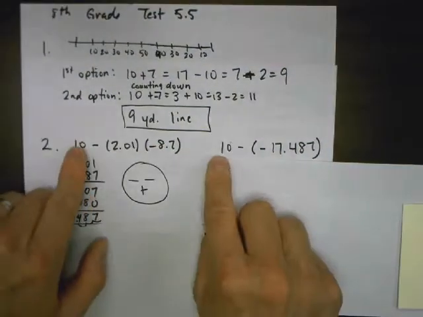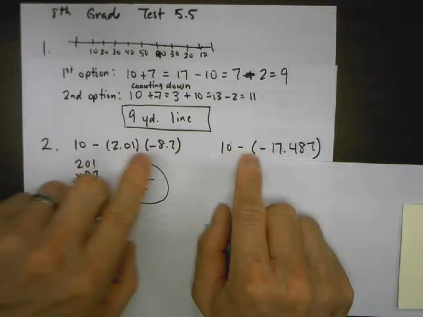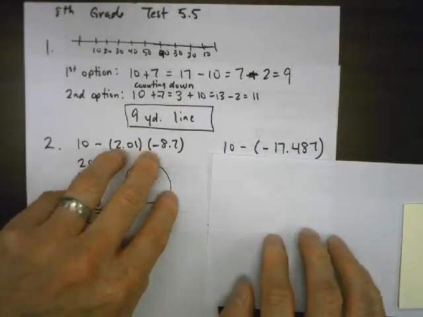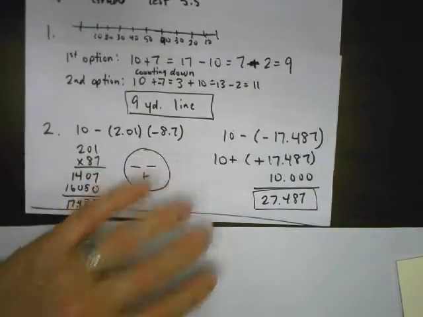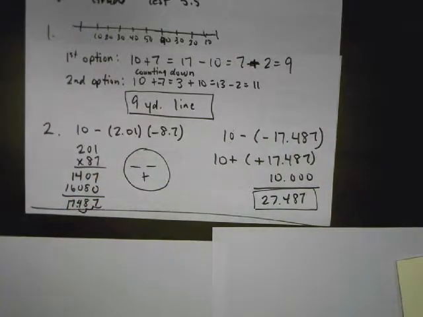So now I copy this part. I put 10 minus, and then that part I simplified. So now I'm subtracting. I do the rule for subtraction, line my decimals up, and my answer is 27 and 487 thousandths.